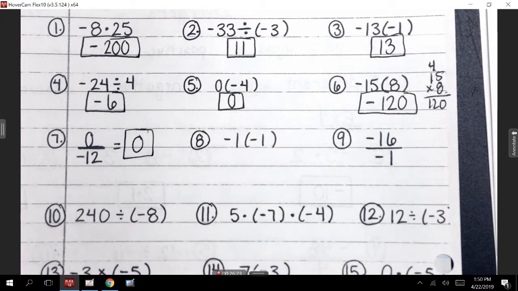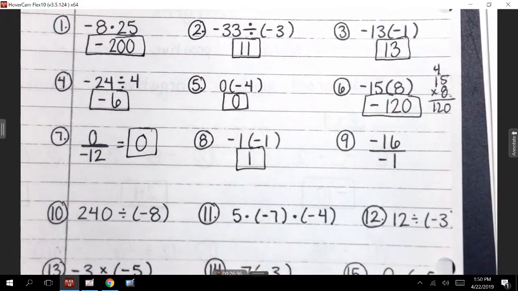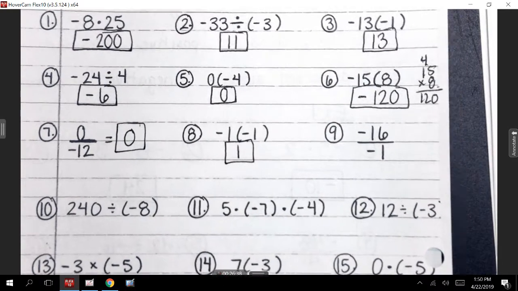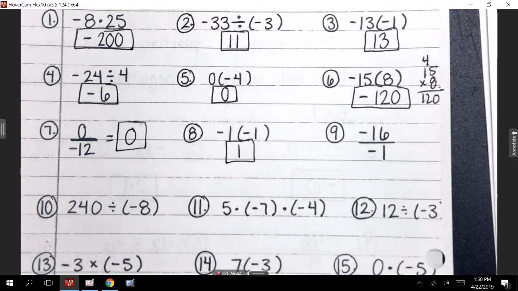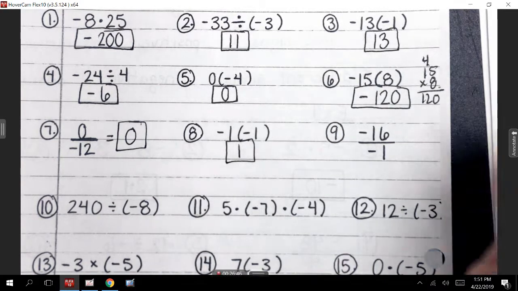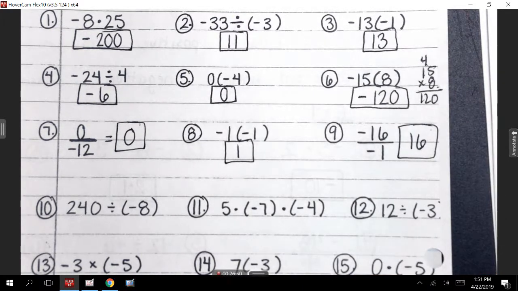All right. Fernando, on number 8, am I going to get a positive or am I going to get a negative? You are going to get a positive because they're the same sign. They're the same, and 1 times 1 is? Obviously 1. So I get 1 as an answer. All right. Jose, on number 9, am I going to get a positive or am I going to get a negative? A positive, because they're the same. And what is 16 divided by 1? 16. Very, very good. Okay.